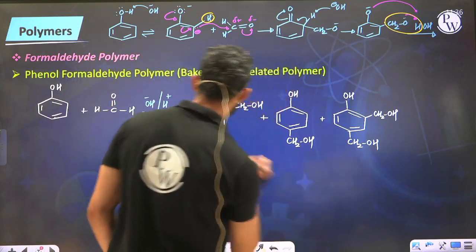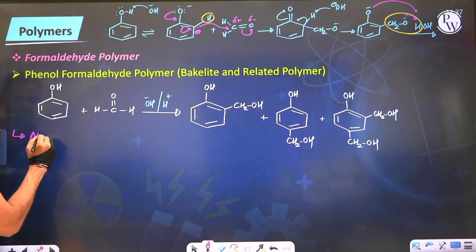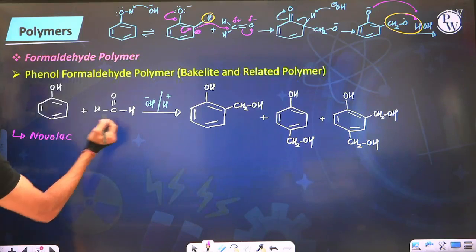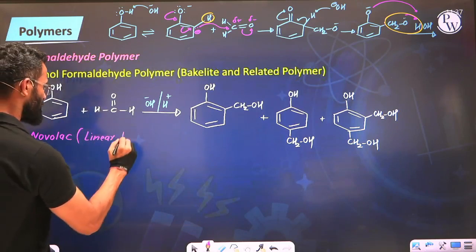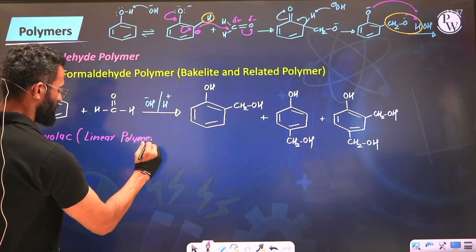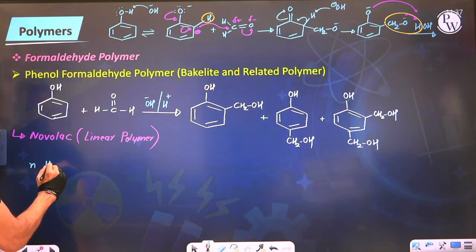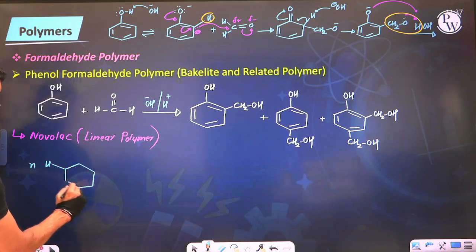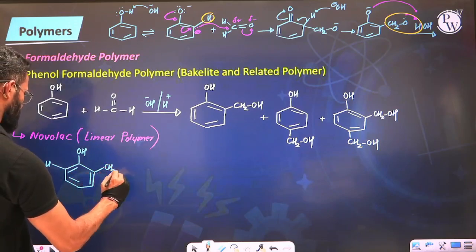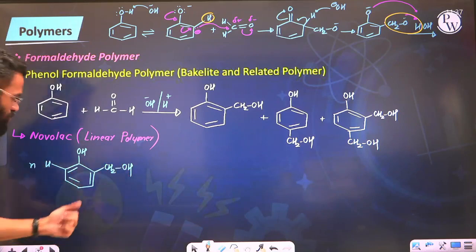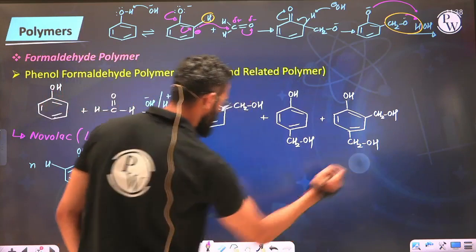So, using this one, if I carry out linear polymerization, this will result in the formation of novolac, sometimes also called resol, R-E-S-O-L. So, novolac is nothing but a linear polymer. And how do we represent this? I'm taking n number of, so that's phenol, and here we have got CH2OH. So ortho-hydroxymethyl phenol, and I'm subjecting it to polymerization.